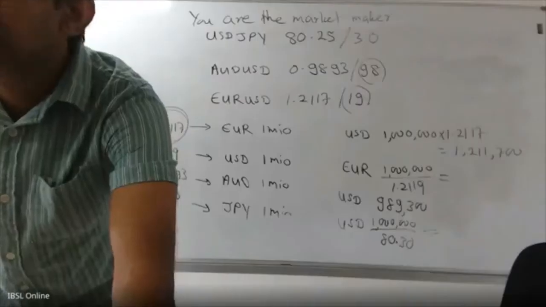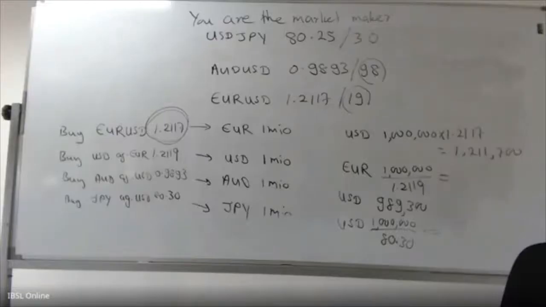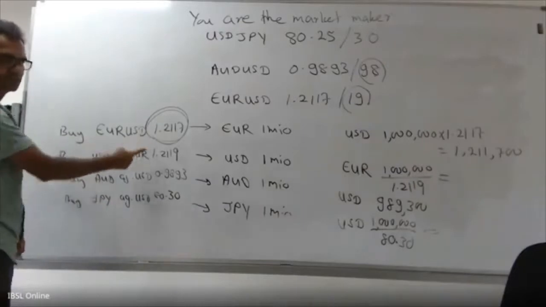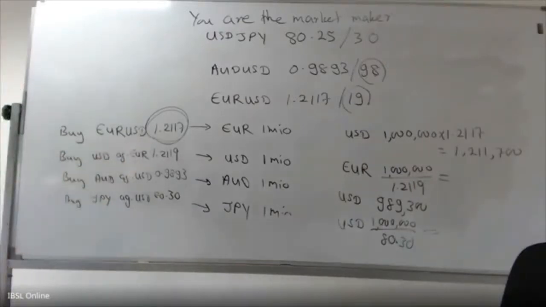Sir, in the second one, the base currency should be euro, right? Yes, base currency is euro. There's no change in the base currency and counter currency. Base currency is euro, but you buy dollars against euro, and the rate is decided now. Okay, sir.